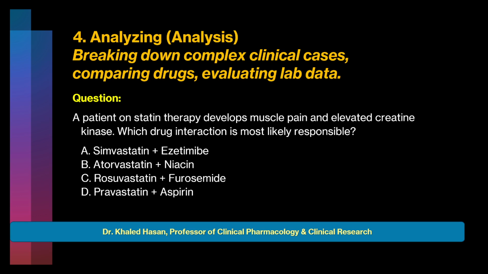Okay, analyzing, breaking down complex clinical cases or discussing lab data and lab results. Here we have a patient on statin therapy who developed muscle pain and elevated creatine kinase. Which drug interaction is most likely responsible? Options: simvastatin with ezetimibe, atorvastatin with niacin, rosuvastatin with furosemide, or pravastatin with aspirin.